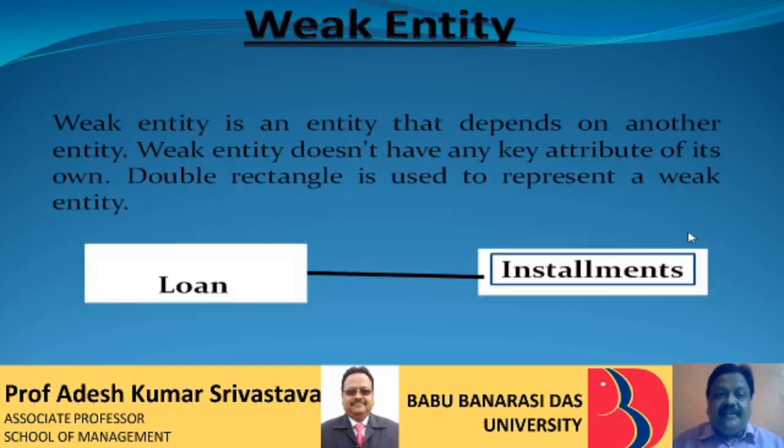Now, weak entity. Weak entity is an entity that depends on another entity. Weak entity does not have any key attribute of its own. Double rectangle is used to represent a weak entity, as we discussed earlier. Now, for an example, installments may be a weak entity. Why? Because it depends on loan. The installments of the loan, or you can say the EMI, is always dependent on loan. As per the loan, the EMI differs. So this may be a weak entity.